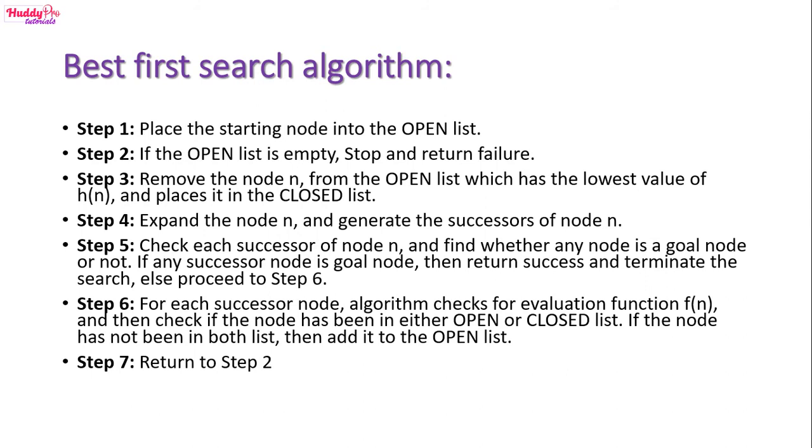Step 6, for each successor node, the algorithm checks the evaluation function f(n) and then checks whether the node has been in either the open or closed list. If the node has not been in either list, then add it to the open list. Step 7, return to step 2, that is, if the open list is empty, stop and return failure. Okay, we are going to use an example to see how this algorithm works.